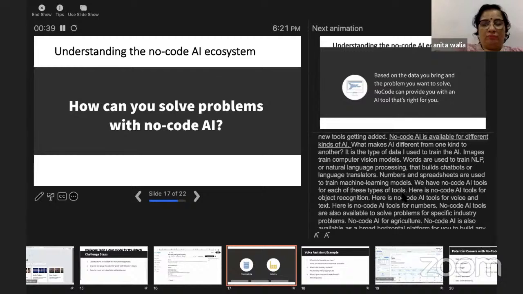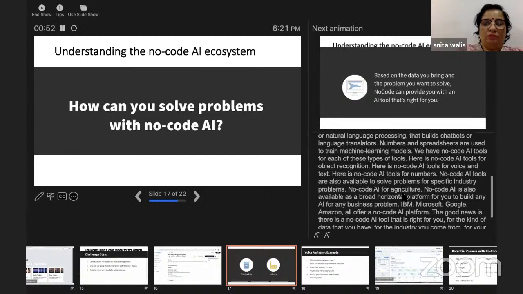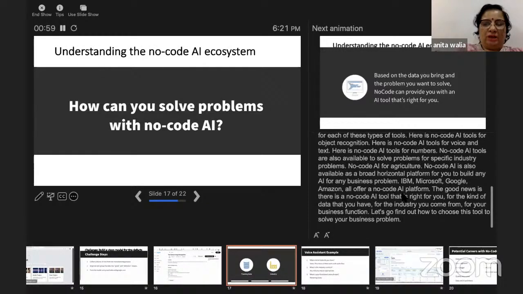I'm going to show you one more now. I have shown you the image model. I will show you the number models now. So the numbers in spreadsheets also you can use basically to create a machine learning model with a no-code AI tool. I will be using a no-code AI tool now to solve a particular specific industry problem.